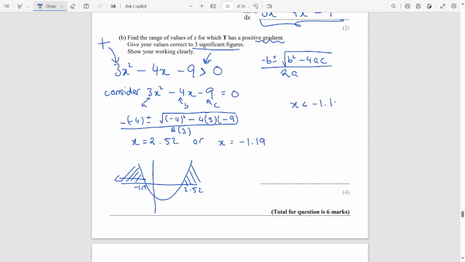So this is for values x less than minus 1.19, or x more than 2.52, this direction here. So you can either be outside or you can be between. In this case, we are outside of the function. And please do draw the graph like I did to work it out, because otherwise you will end up in a situation where you are just guessing.